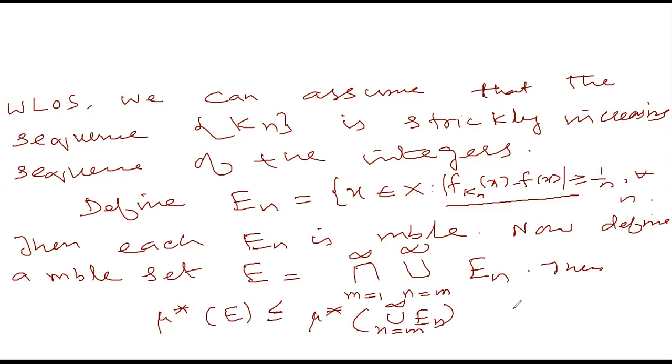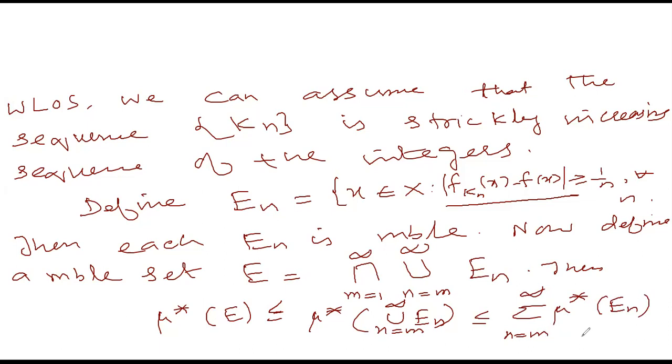But the measure of those sets, you can see by definition of E_n here, what's E_n? E_n is this set, okay? And the measure of those sets is less than 2 power minus n. So here I will apply the subadditive property of outer measure. It's less than or equal to the summation, n runs from m to infinity, mu star of E_n.